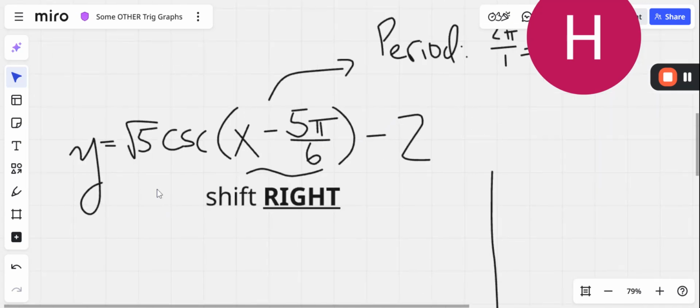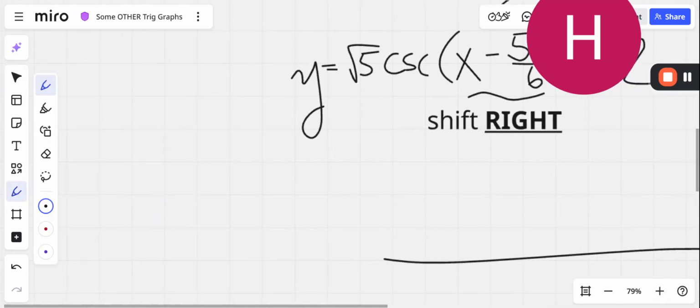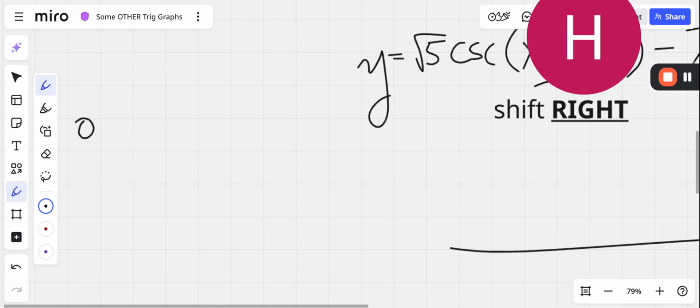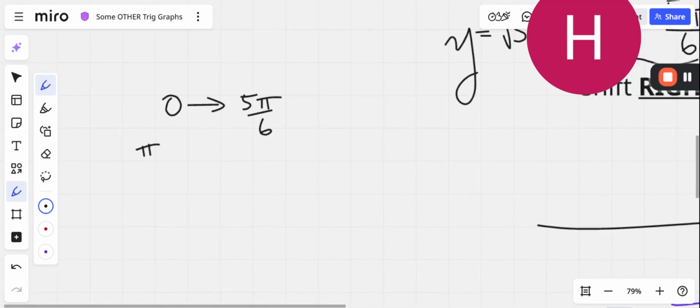So how do we find our quarter marks with that? Well, 0 is no longer going to be 0. We're going to add 5 pi over 6. And our pi over 2 is not going to be pi over 2 anymore. We're going to add 5 pi over 6. So do that carefully. Remember that pi over 2, I'll show all my work here for you. We're remember that pi over 2 is just 3 pi over 6.